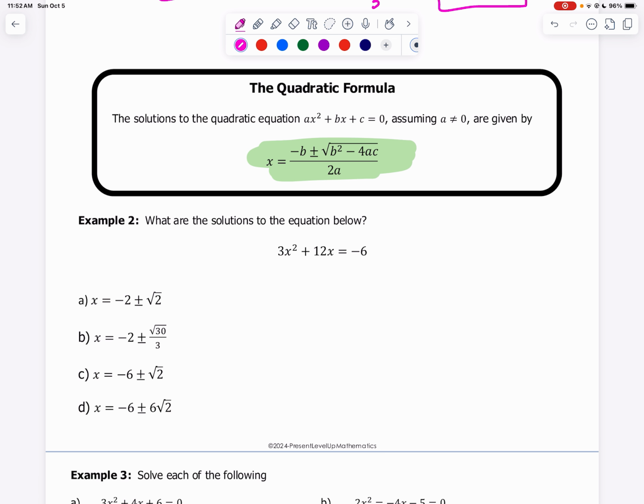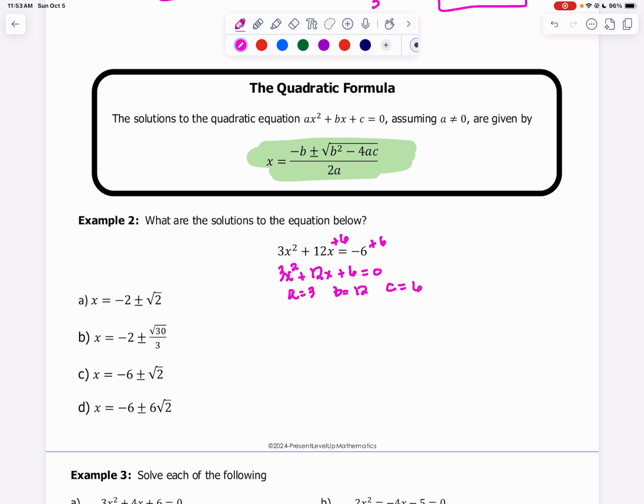So look at example 2. What are the solutions to the equation 3x squared plus 12x is equal to negative 6? Just by way of reminder, when you're solving with the quadratic formula, the first thing you want to do is make sure all the terms are on the same side. So I'll add 6 to both sides. That gives me 3x squared plus 12x plus 6 is equal to 0. You want to make sure one of the sides is equal to 0. Now let's identify our a, which is 3, our b, which is 12, and our c, which is 6.